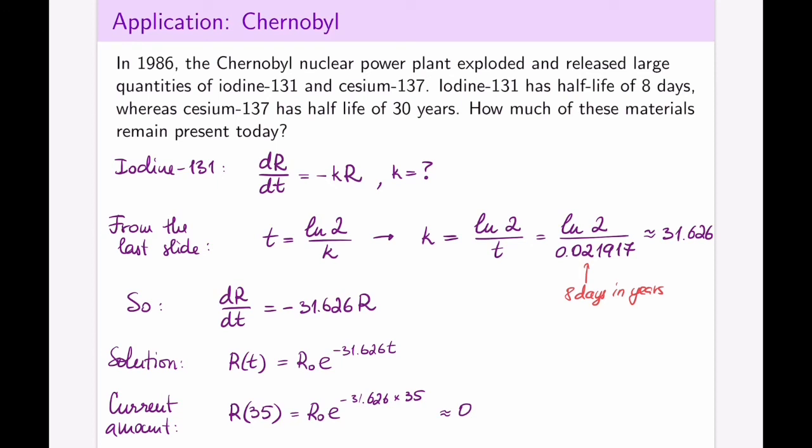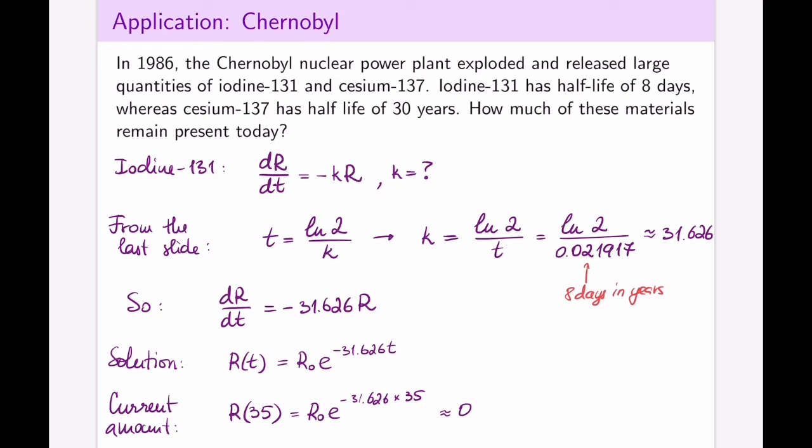Well, is this something that we actually expect to have happened? That there is almost no, or in the limit, no amount of iodine-131 left? Yes, I think that makes perfect sense. If the half-life is 8 days, that means that every 8 days, half of the material goes away, and 35 years' worth of time has passed between then and now, which means that by now, there's none of the iodine-131 left.